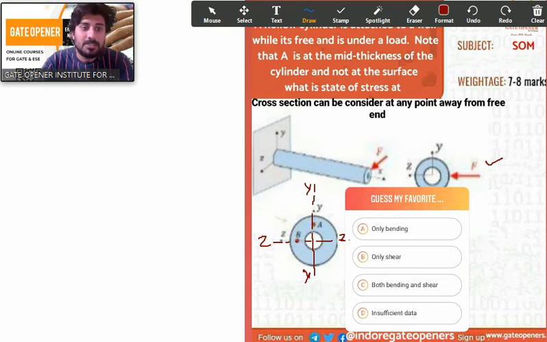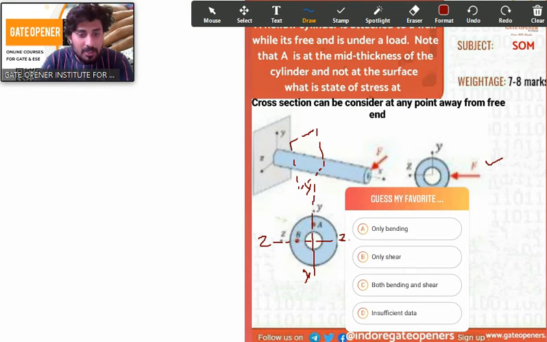First we need to understand what the state of stress is. State of stress is nothing but the representation of stresses at a point. At a point, what stresses are acting, that is the state of stress. So first we have to understand what kind of stresses a transverse load can generate on any cross section. It's not at the free end; at any cross section, a random distance you can choose.